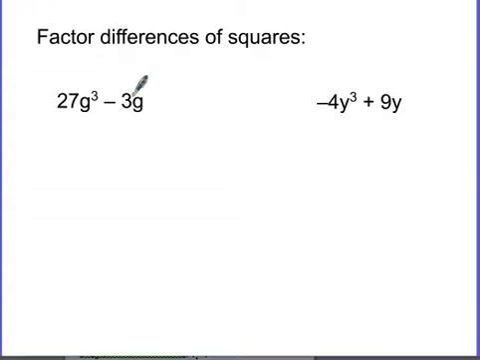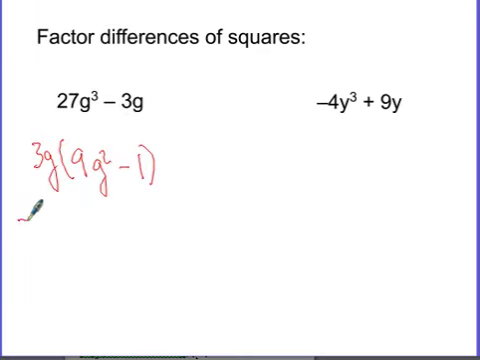All right, sometimes we have to do something in order to get a difference of squares. 27g cubed minus 3g is not a difference of squares, but we can make it one if we factor something out first. Factor out what will go into both of these. 3g. So if I do 3g, then I'll end up with 9g squared minus 1. Okay?